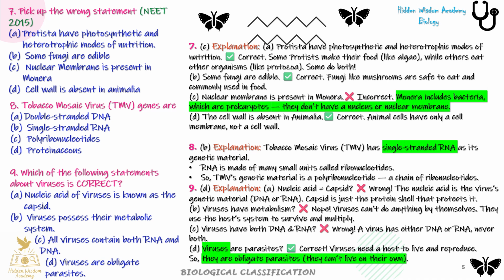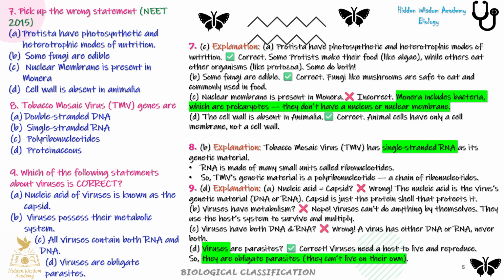Explanation. Option A. Protista have photosynthetic and heterotrophic modes of nutrition. It is correct. Some protists make their food, like algae, while others eat other organisms, like protozoa. Some do both. Option B. Some fungi are edible. It is also correct. Fungi like mushrooms are safe to eat and commonly used in food.